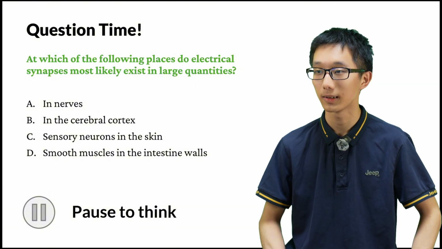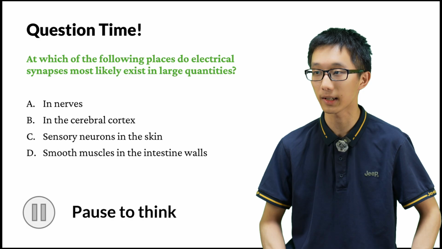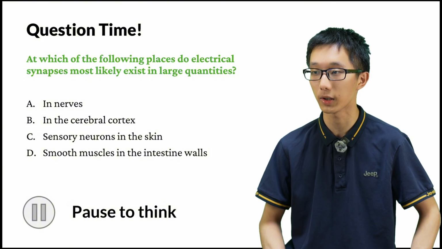Question time. At which of the following places do electrical synapses most likely exist in large quantities? A. In nerves, B. In the cerebral cortex, C. Sensory neurons in the skin, or D. Smooth muscles in the intestine walls. Try to think about the properties of the pacemaker and cardiac muscle cells that we just talked about.